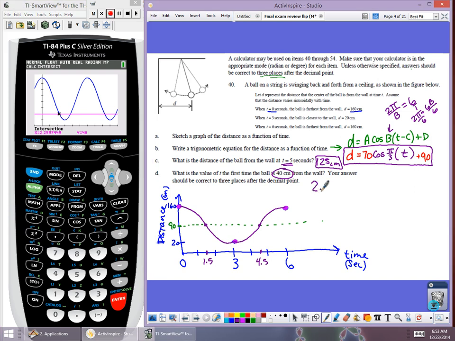So 2.2597, but 597 would round, I go to the third one, and that's going to round up to 10, so that's 60. So 2.260 seconds. At time equals 2.260 seconds, we are 40 centimeters from the wall the first time.